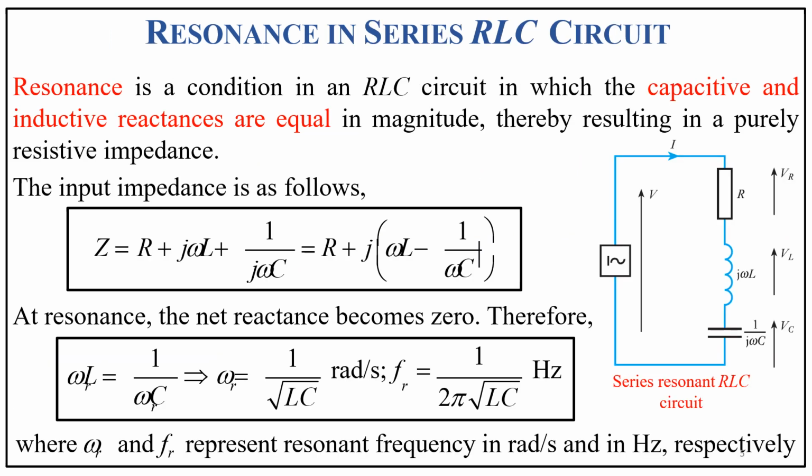Resonance in series RLC circuit. Resonance is a condition in an RLC circuit in which the capacitive and inductive reactance are equal in magnitude, thereby resulting in a purely resistive impedance.